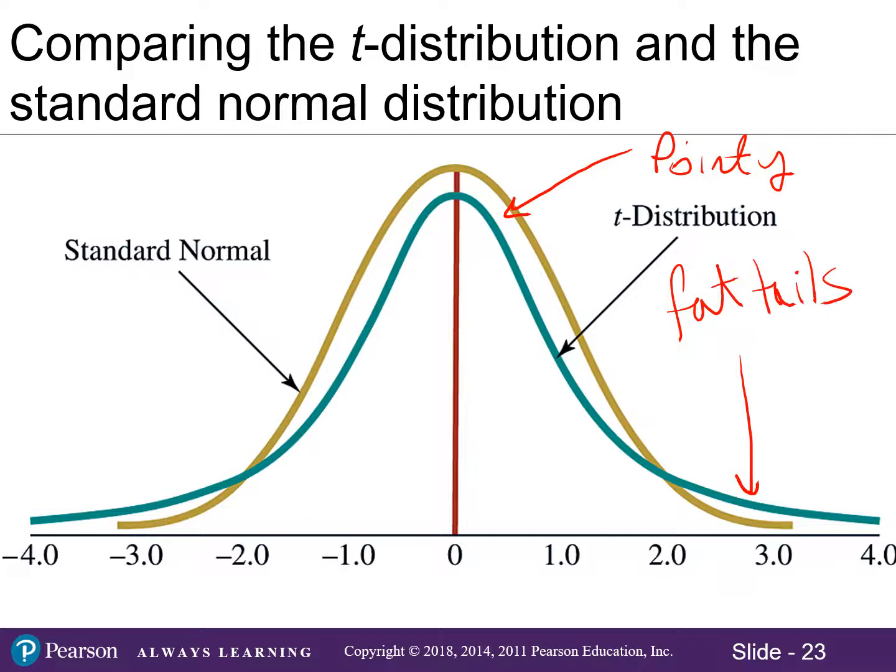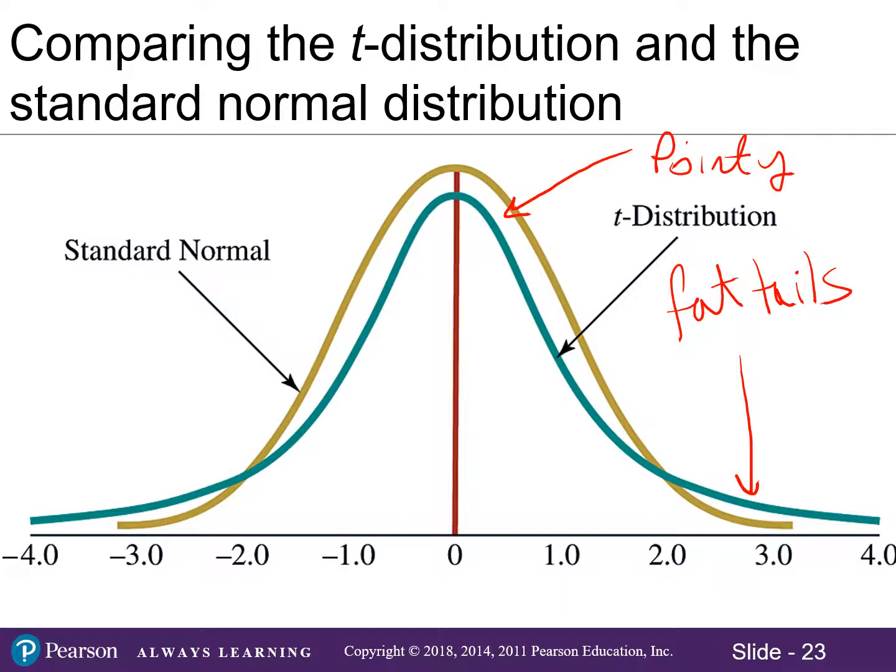It's thicker out here because when you're using smaller samples, you're more likely to get unusual values than you would be with the normal distribution. It also used to be called the witch's hat because it kind of looks like that when it gets real pointy in the top. So there's that.